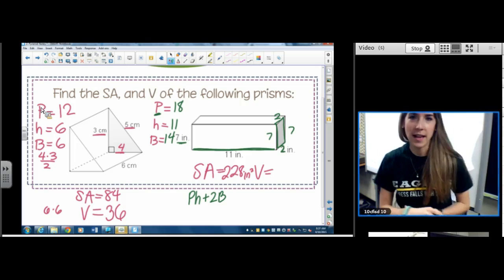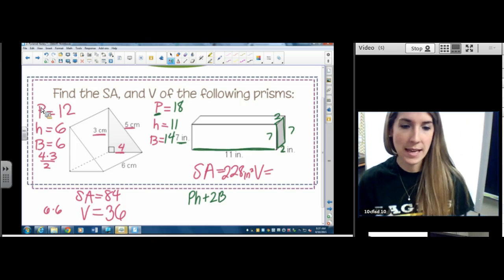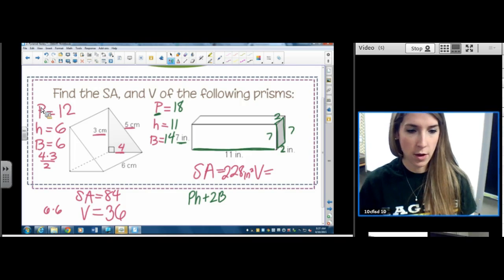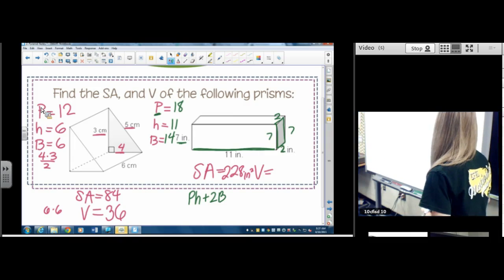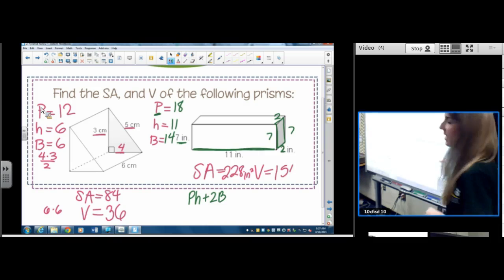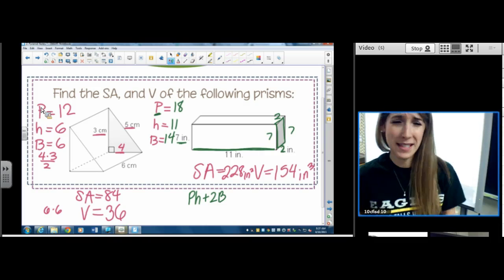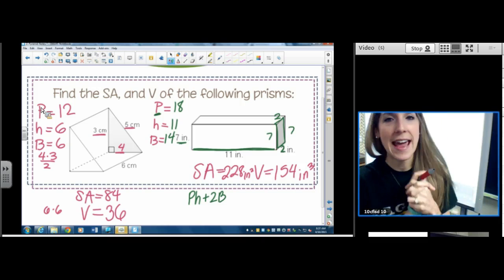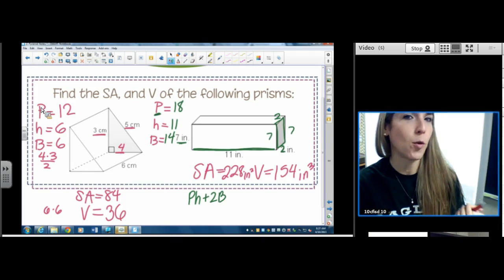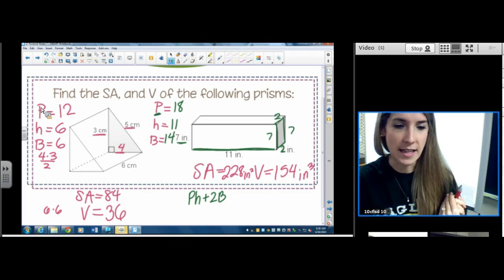The volume, like I always say, my very favorite, base times height. Adriel, what's the volume? The volume is 154 cubic inches, inches cubed. Volume is just base times height. So we already did the work. We already found the capital B and the H. So you just go to your calculator and do 14 times 11. And that's all there is to that one.